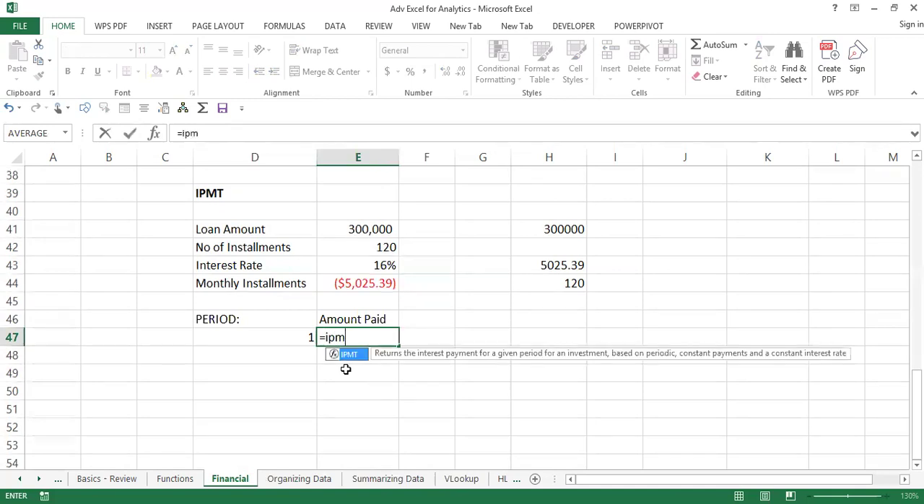IPMT. That's for interest payments. The formula of IPMT is interest payment amount. You know that's different from PMT. It's different.